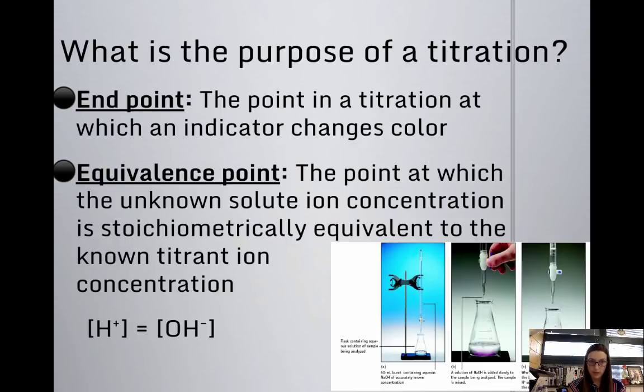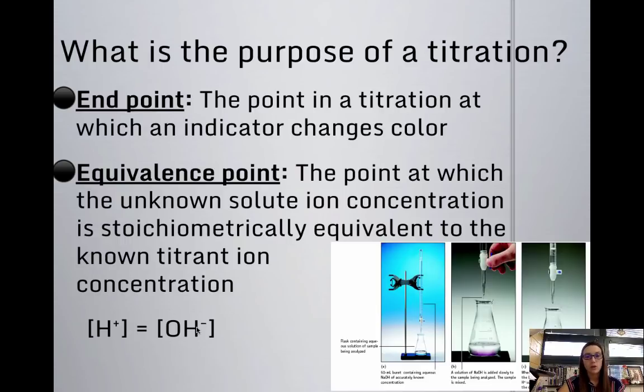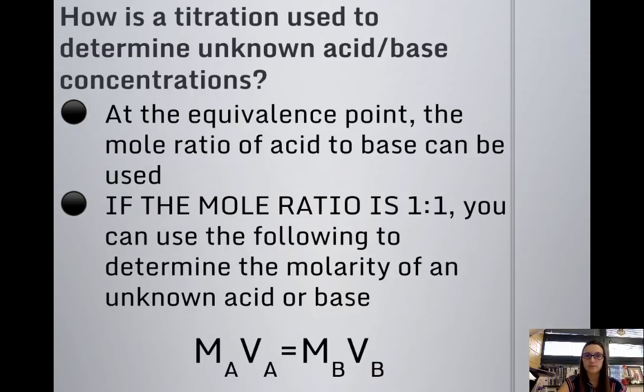Now the equivalence point is what we really care about. A lot of times the end point and the equivalence point are the same on a titration curve, but the equivalence point is when your moles of acid equals your moles of base. So this is when they are stoichiometrically equivalent. We can do stoich. We can use the mole ratio. So if it's a 1-to-1 ratio, moles of acid equals moles of base. So our concentration of H plus we can use to find concentration of OH minus or vice versa. So at the equivalence point, we always say moles of acid equals moles of base. Then that lets us calculate concentration.